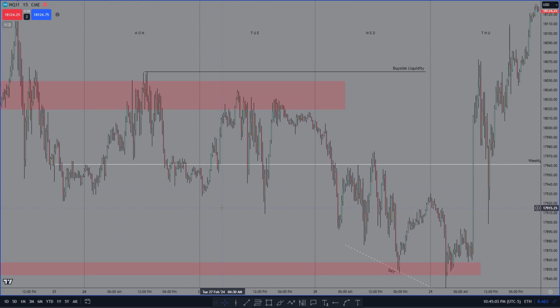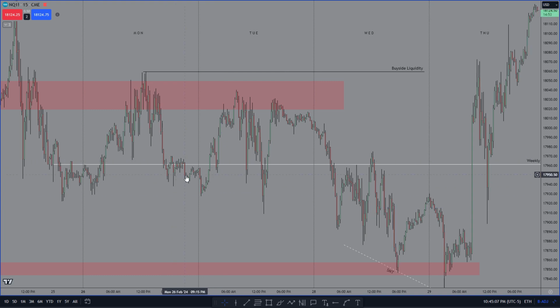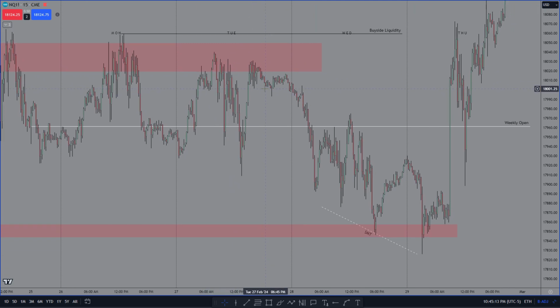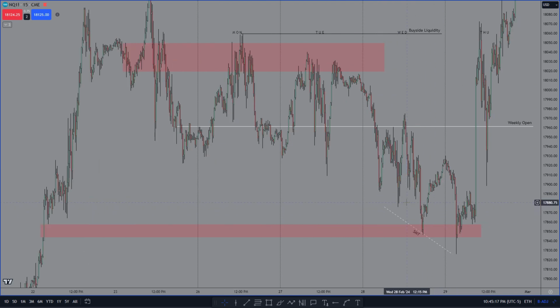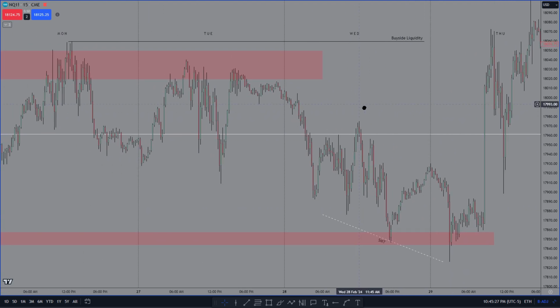I talk about the true week open as well, which is 6 p.m. on Monday. So we saw Tuesday be the real lower time frame manipulation for the bigger picture manipulation. Once you can understand how the lower time frame plays into the higher time frame, a light bulb will go off.